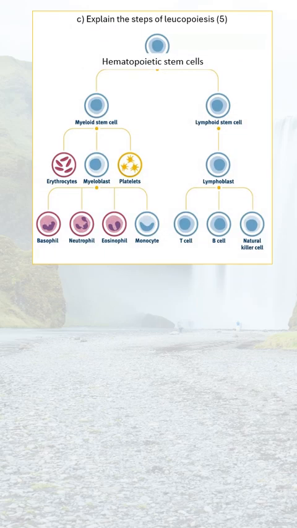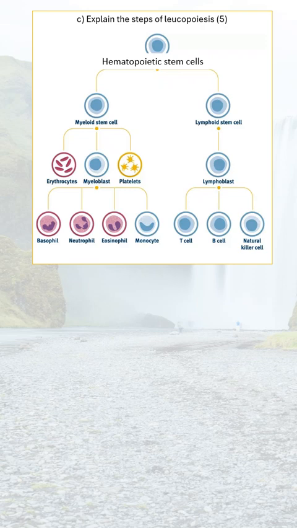Coming to the third question, explain the steps of leukopoiesis. All the blood cells are produced from hematopoietic stem cells. From the hematopoietic stem cells, myeloid stem cells and lymphoid stem cells will be produced. From the lymphoid stem cells, lymphoblasts and lymphocytes will be produced. From the myeloid stem cells, there will be production of erythrocytes, myeloblasts and platelets.